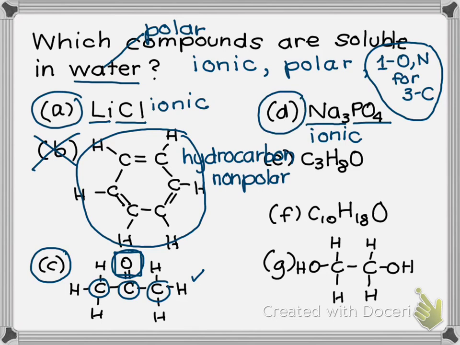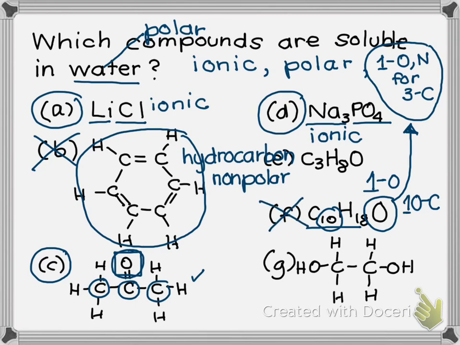Now letter F. This has carbons and hydrogens, and it also has an oxygen. But thinking about this rule, I have 1 oxygen and I have 10 carbons. Well, that is not a good enough ratio. I need 1 to 3 to be able to dissolve it. So even though it has 1 oxygen, the water will not be able to hydrogen bond enough to dissolve it.